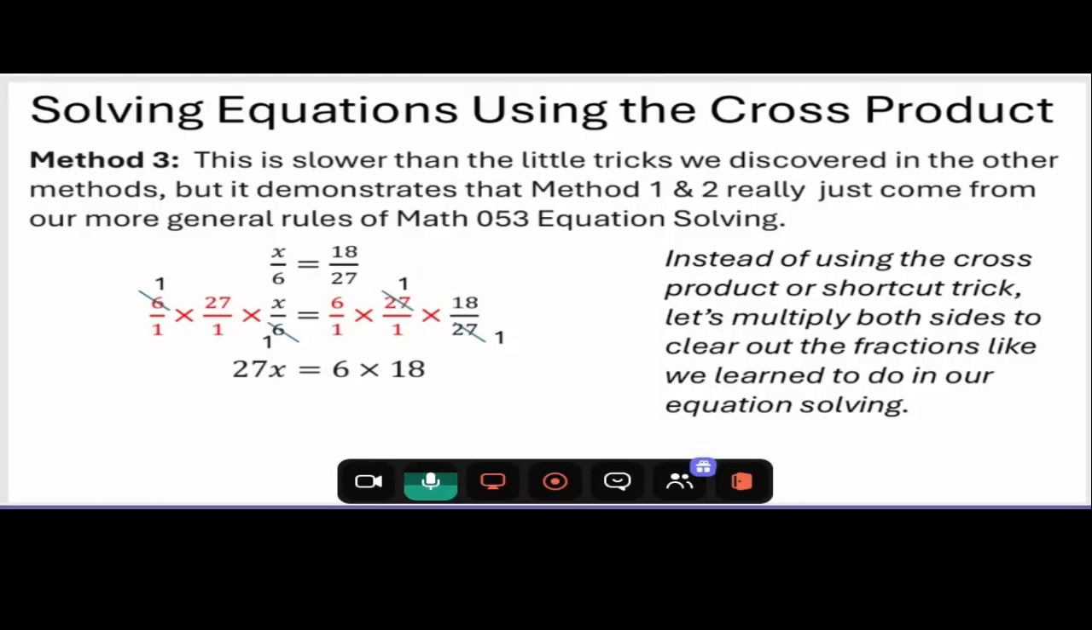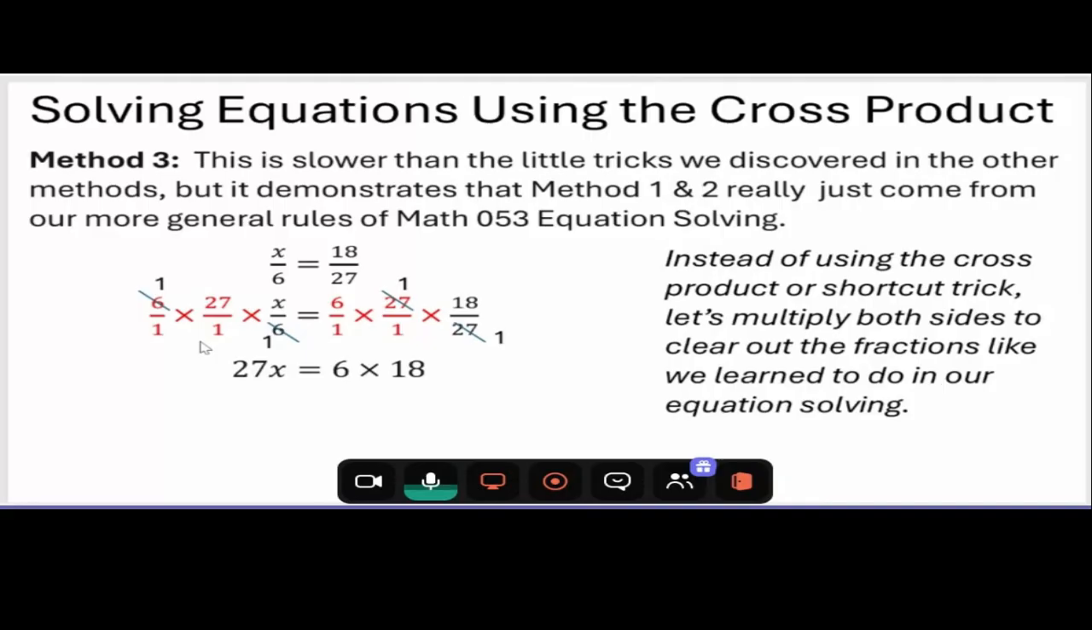Now, this should look pretty familiar to you because this is the result we got when we cross-multiplied: 27 times x, right? 27x, and 18 times 6. There we go, 6 times 18. So when we cross-multiply, this is actually what we're doing. And I like to say that there's no such thing as cross-multiplying. You're really just clearing the fractions out of the equation. Of course, writing it all out like this takes a lot more time, so understanding the shortcut of cross-multiplying is great.